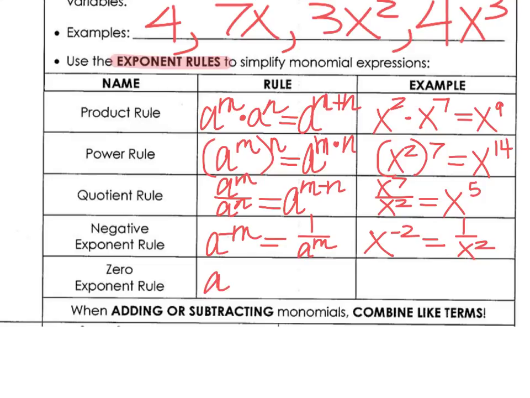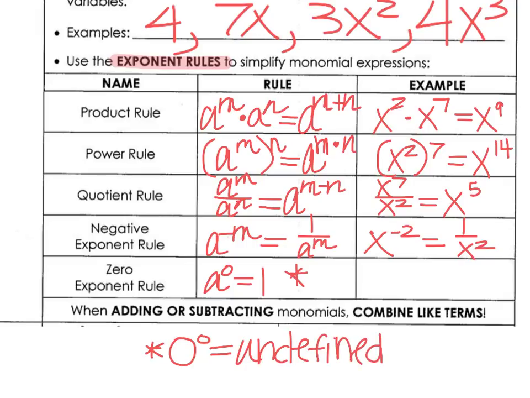If we have anything to the 0 power, it always equals 1. The exception to this is that we cannot have 0 to the 0 power. 0 to the 0 power would just be undefined at this point. So that is the exception to this rule. An example, if we said 7x squared to the 0 power, anything to the 0 power always equals 1. And last but not least, remember that when you're adding or subtracting monomials, we always want to combine like terms. All right, so let's use what we just learned and go through some examples.